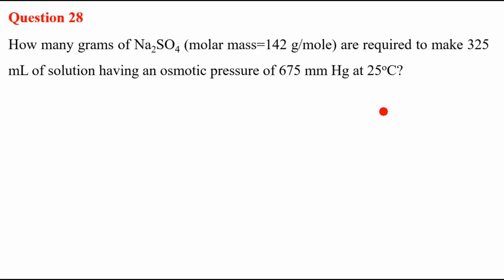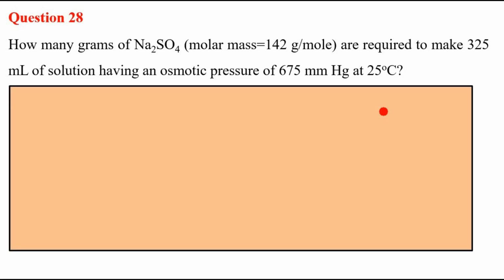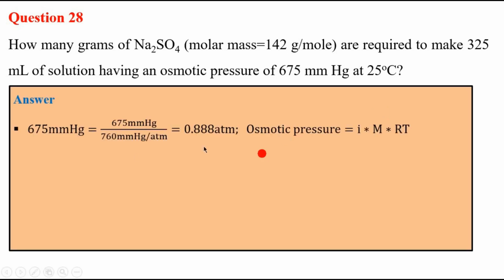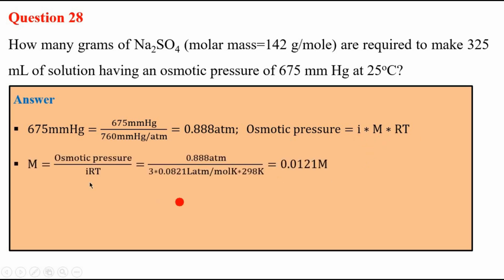And for you to get the mass, you should be having the number of moles. And for you to have the number of moles, you should be having the molarity. Let's see whether we can find the molarity by using the formula. We can convert the osmotic pressure to atmosphere, because it was given. Osmotic pressure is equal to iMRT. Here they are constants. We can determine this M or iM. The molarity is equal to osmotic pressure over iRT.